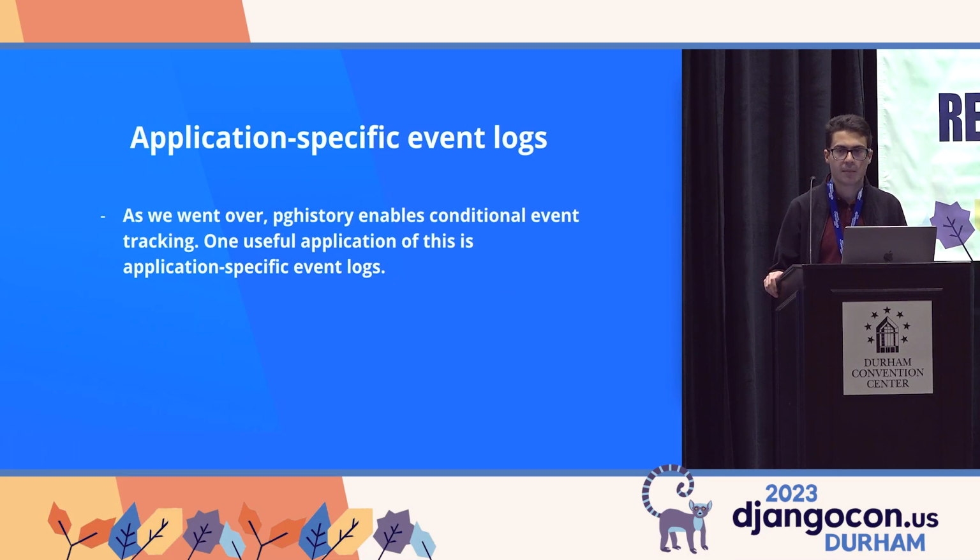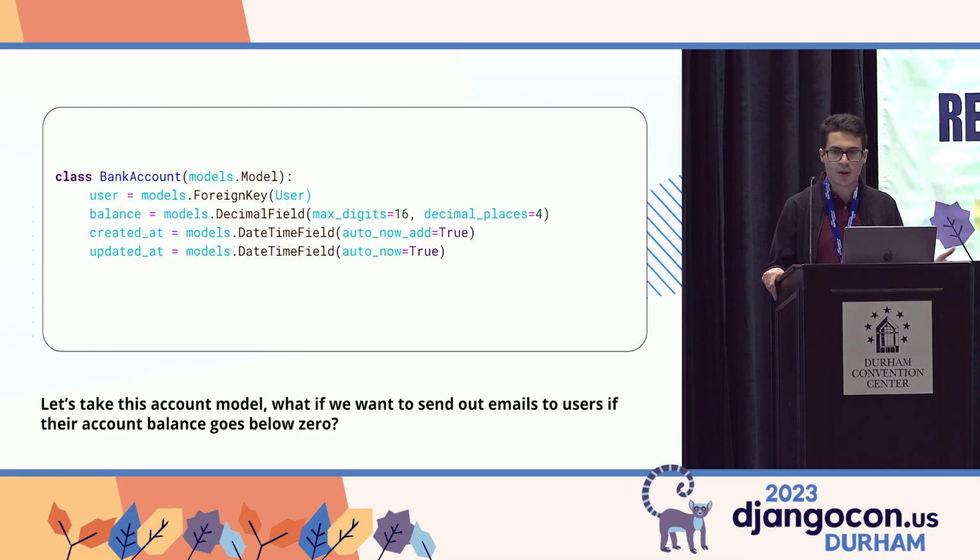And the last thing I'm going to go over here is application-specific event logs, going into some of that custom history tracking that Wes mentioned and some useful applications of this. So an example I'm going to give here is, say we have a bank account model that has a balance. What if we want to send out an email to users if their bank account balance goes below 0, right? Something that a lot of banks are going to want to do.